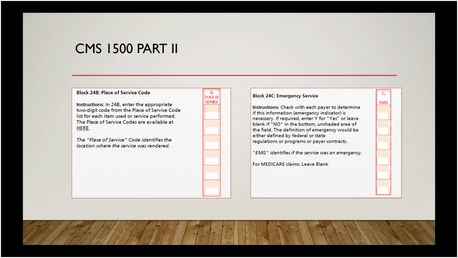Block 24, emergency services. You're either going to put a Y in here or you're going to leave it blank if no. So if it is an emergency, such as our tracheostomy, we would want to put a yes in there. For Medicare, you're going to leave it blank.